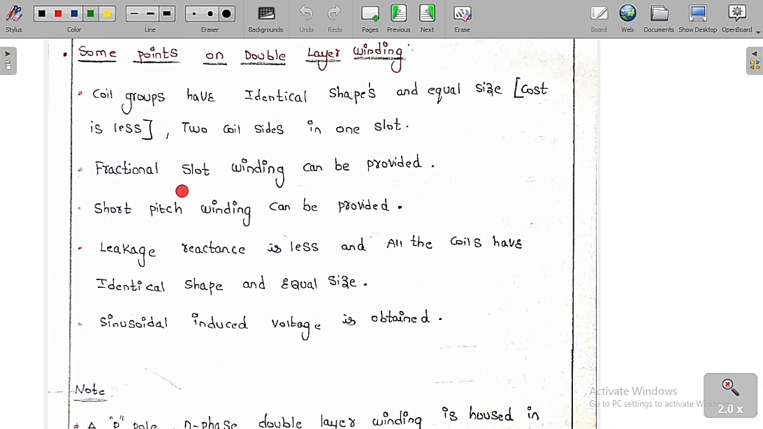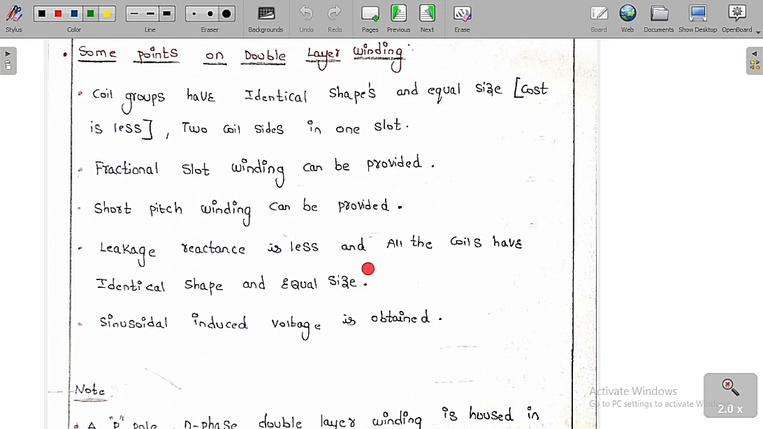Fractional slot winding can also be provided in the double layer winding, and a short pitch winding can also be provided. Both of these are provided with the help of double layer winding. I've already told you all these things in the earlier concepts. Therefore the fractional slot winding and the short pitch winding can be obtained in the double layer winding.